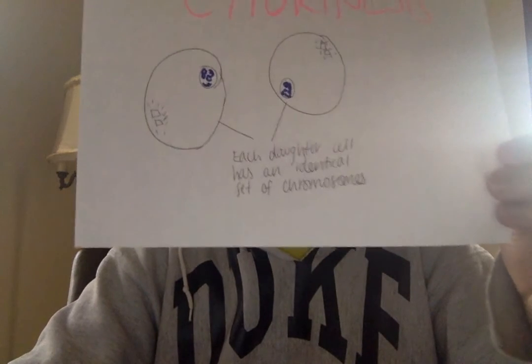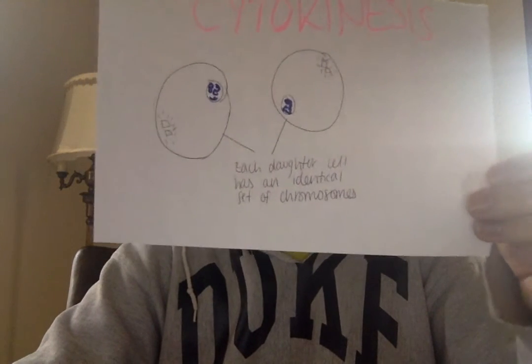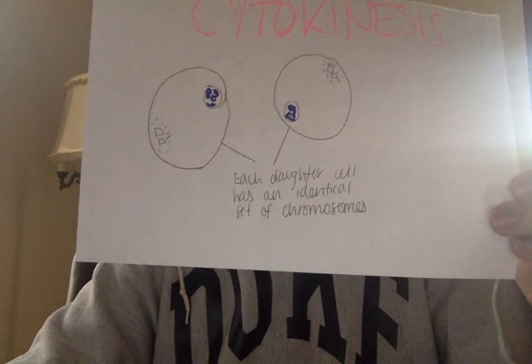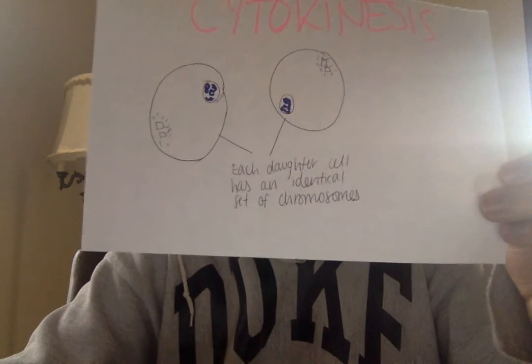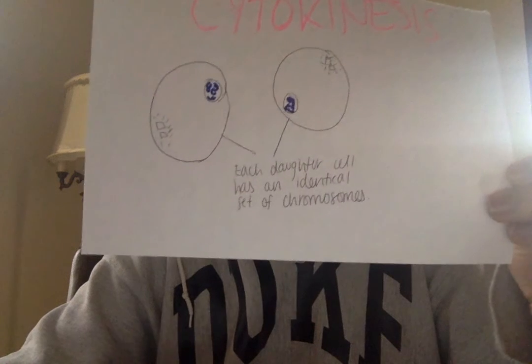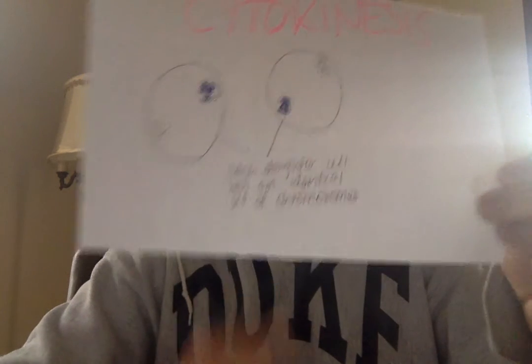In cytokinesis, the cell is pinched in half by a ring of protein called actin. That kind of pinches it around the center of the cell, creating two identical daughter cells, each with their own nucleus.